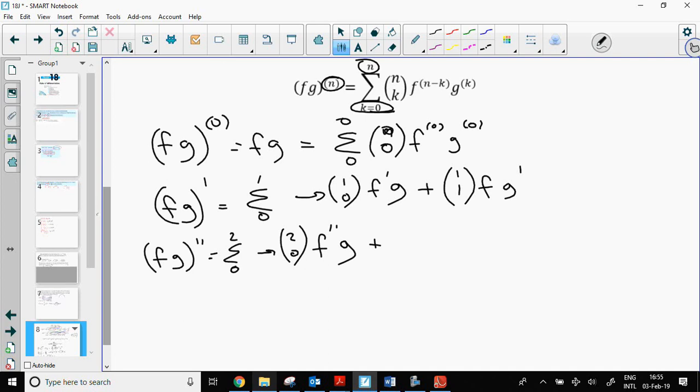Plus 2 choose 1 times what derivative of f? 2 minus 1. That's 1. Times what derivative of g? 1. Plus 2 choose 2 times what derivative of f? 2 minus 2. That's 0. Times what derivative of g? 2. 2 choose 0 is 1. 2 choose 1 is 2. 2 choose 2 is 1. This gives us the second derivative of f times g as we saw earlier.